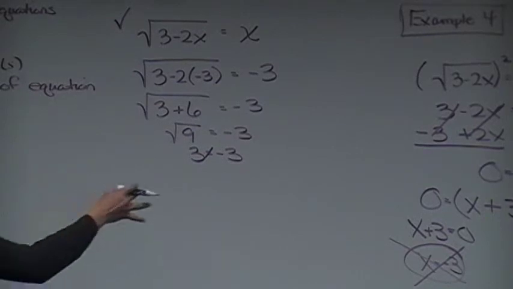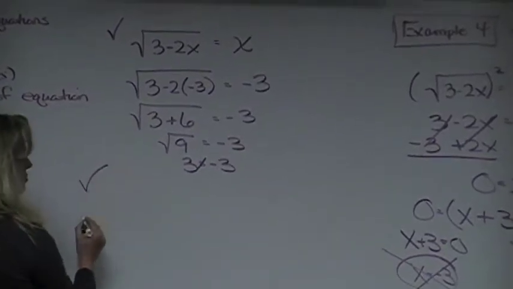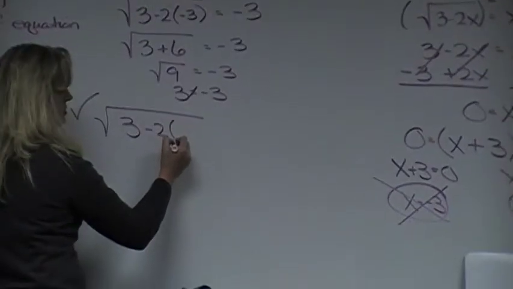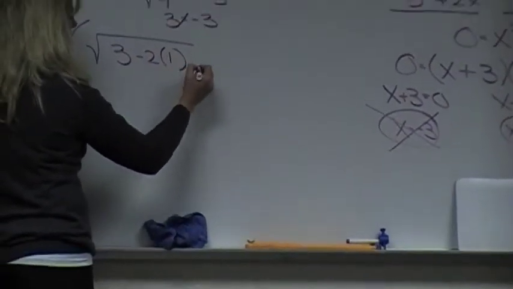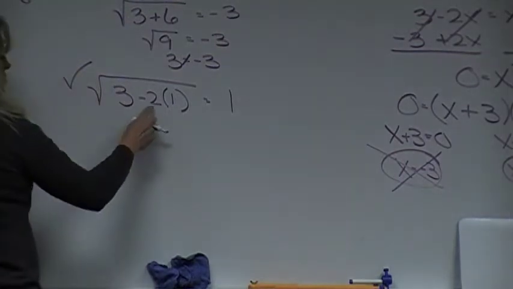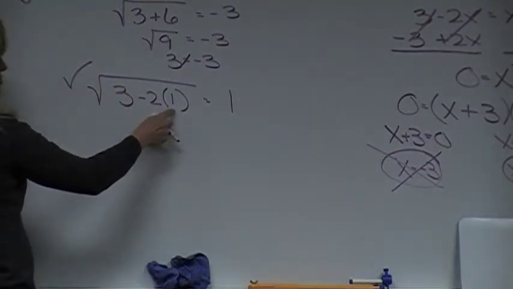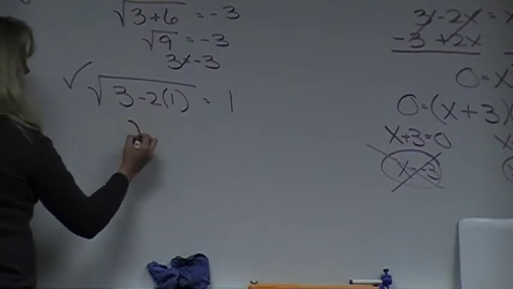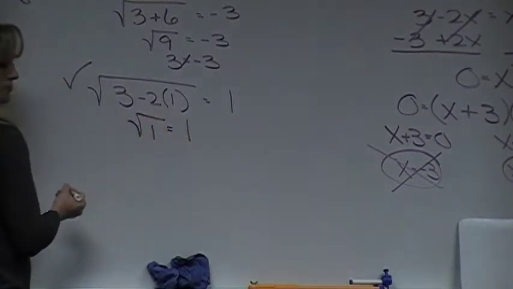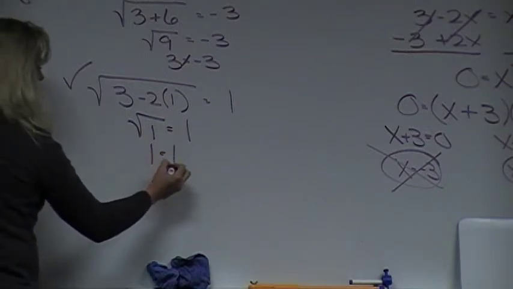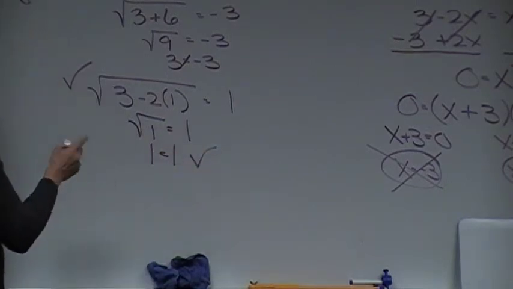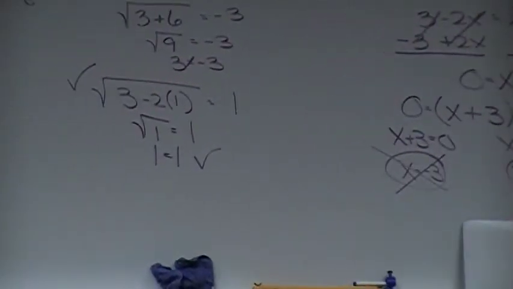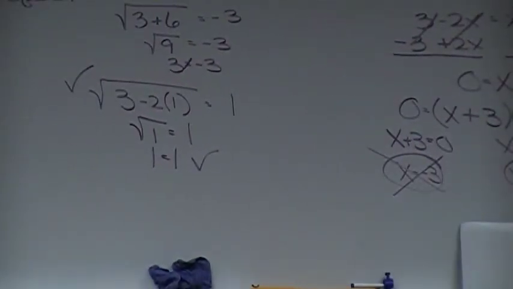All right, let's go ahead and see if 1 works. Now we put in the same thing with 1. 3 minus 2 times 1. 1 has to equal 1. 2 times 1 is 2. 3 minus 2 is 1. The square root of 1, does that equal 1? Yep, the square root of 1 is 1, so 1 equals 1, so therefore it does check. So our answer for this one is 1. Negative 3 was an extraneous solution, it does not work.